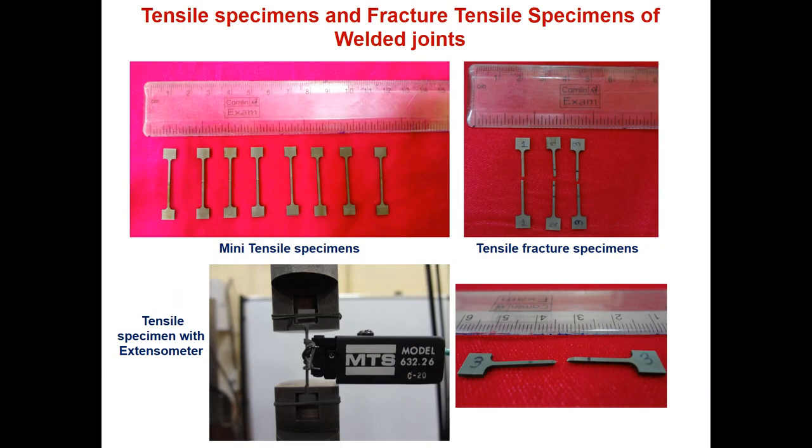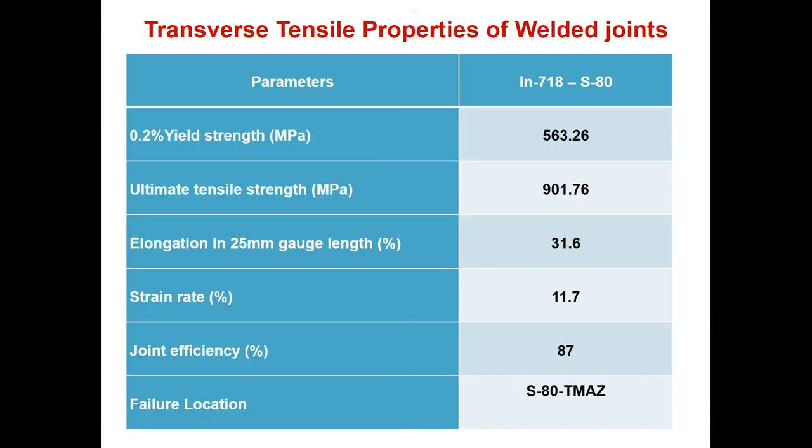After the welding, we extract the specimen from the weld to conduct the tensile test. This is the photograph of the smooth specimen before weld, a mini tensile specimen, which we prepare based on the ASTM standard. This is a photograph of the tensile fracture specimen after conducting the test. How we conduct the test is clearly shown in the photograph. The tensile properties are given in the table.